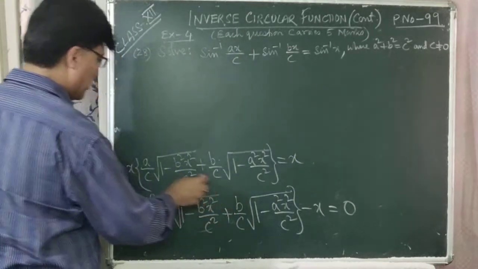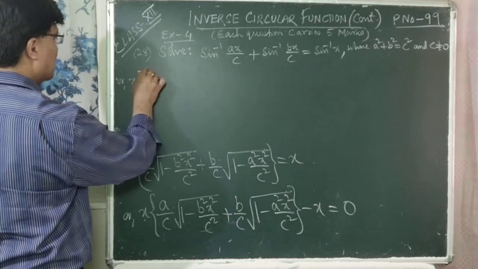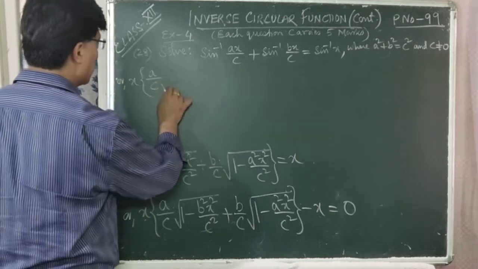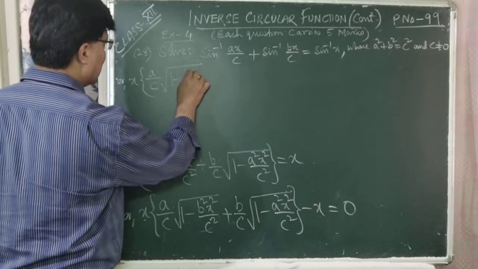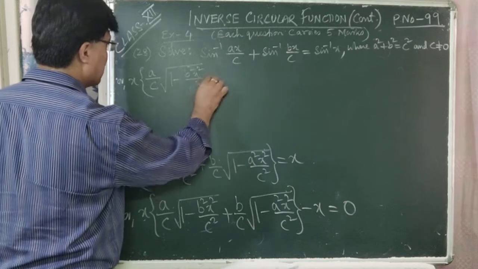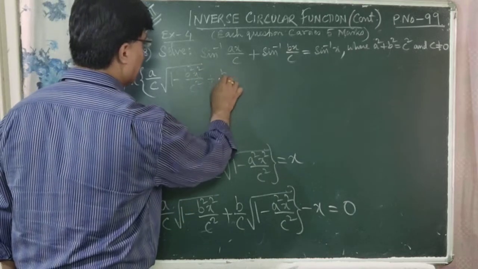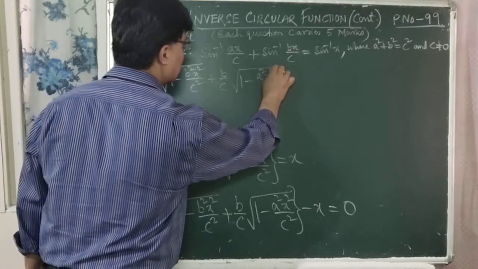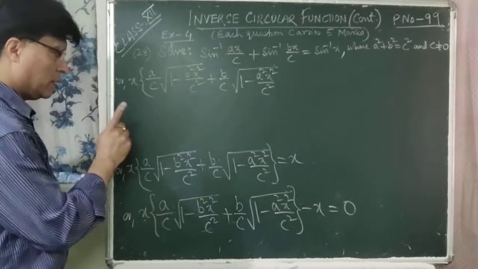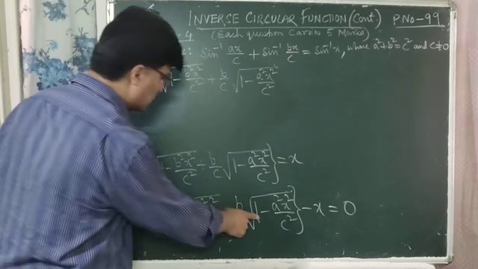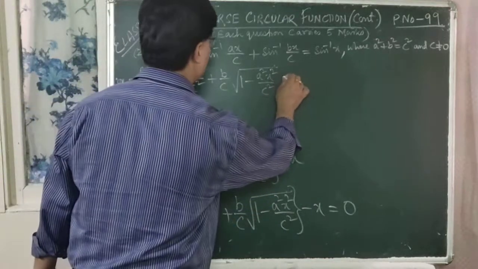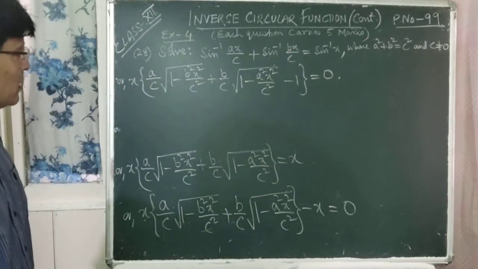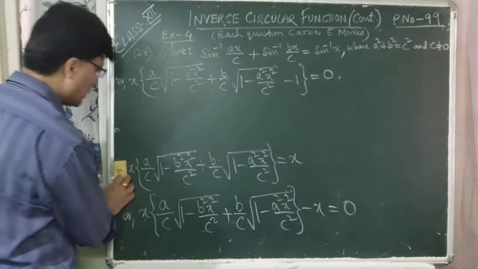Now what will you do next? Here also x is common. So x is common within second bracket. What can we write? A by c, then within square root 1 minus b square x square by c square plus b by c root over 1 minus a square x square by c square, right? So here x is common, right? These are the terms. Then minus 1, then minus 1 second bracket closed is equal to 0. Is that clear now? Okay.